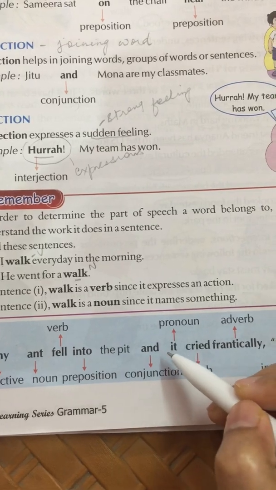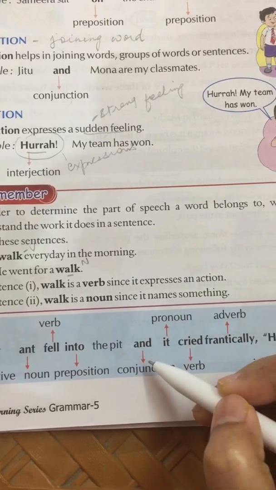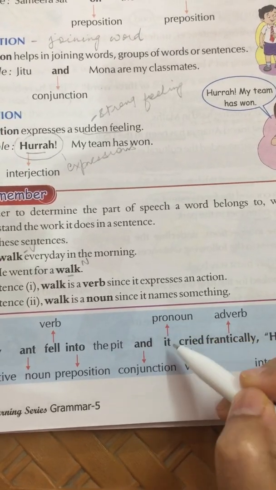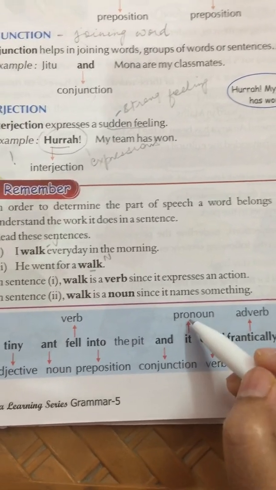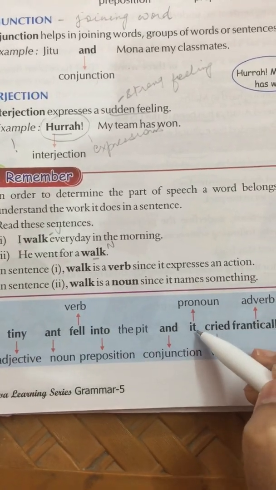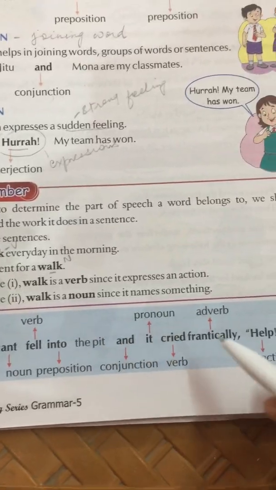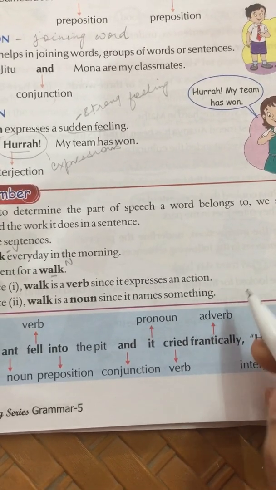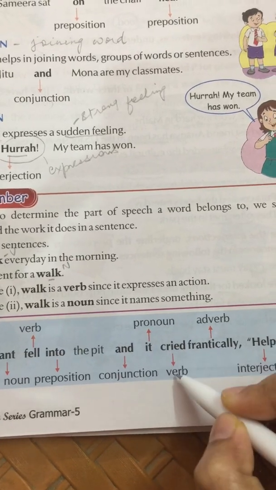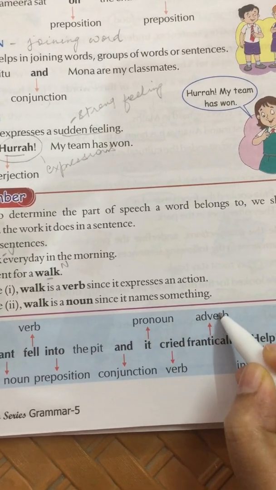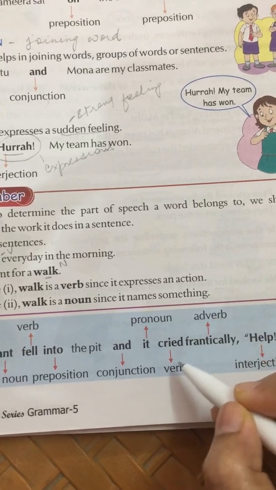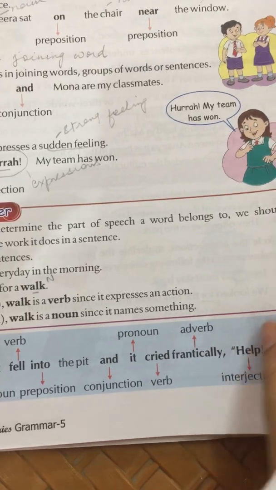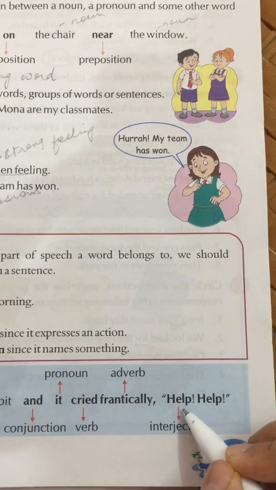And is a conjunction, a joining word. It is a pronoun, because a pronoun is a word that is used instead of a noun. So it refers to ant, this tiny ant. Cried is a verb. It is an action. Frantically is an adverb. It is telling something more about this verb cried. How did it cry? It cried frantically.